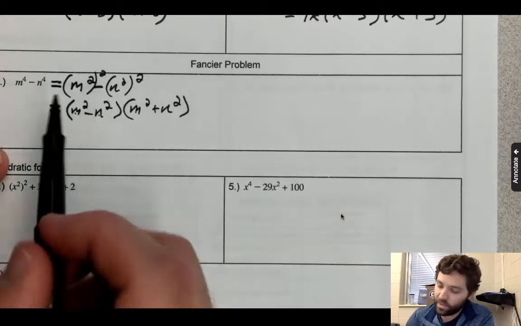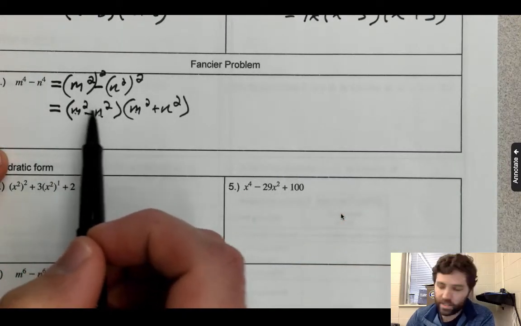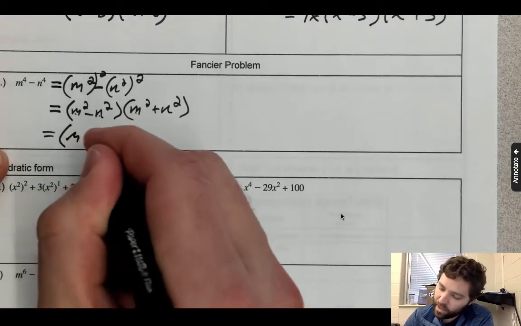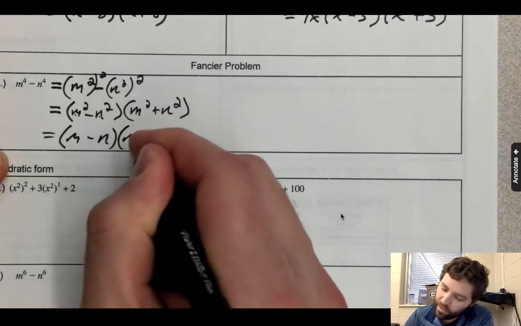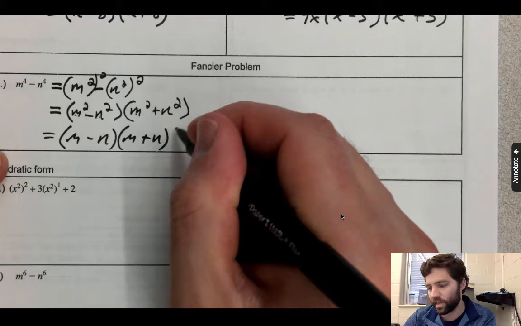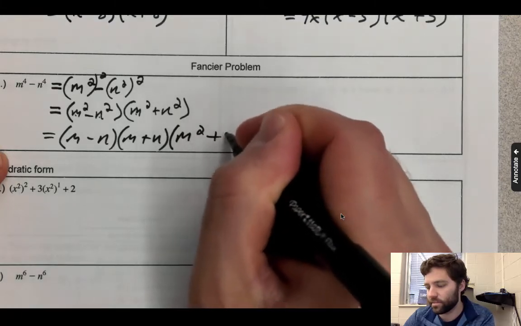Then I can split this up because I can factor this, because it's also a difference of squares. So you can break this into m minus n times m plus n. This is the sum of squares. There's no rule or property for that. That just has to stay as it is.